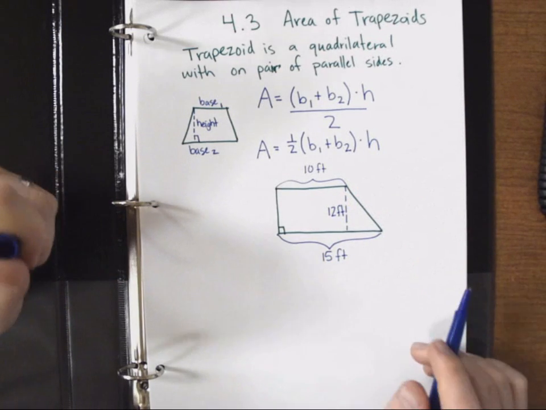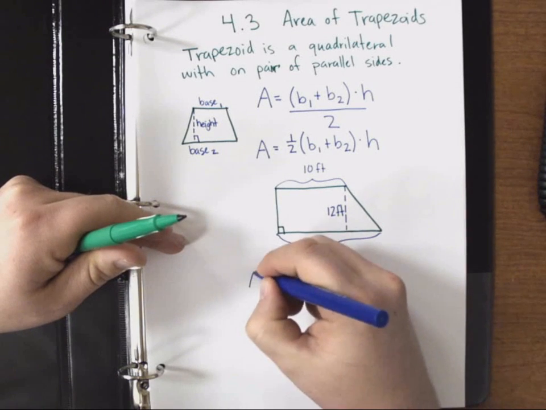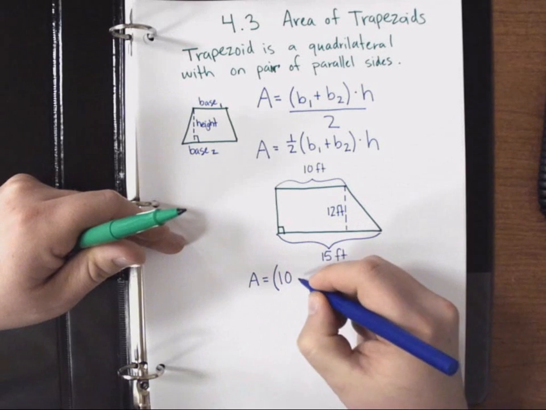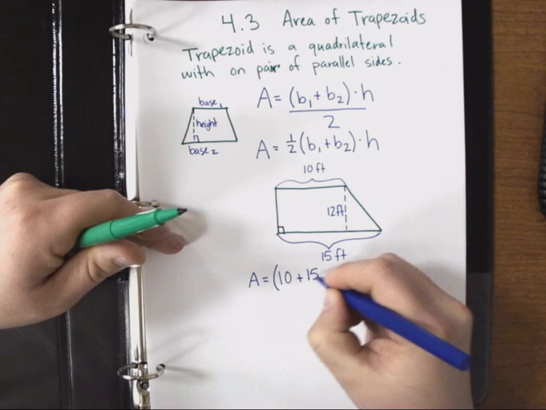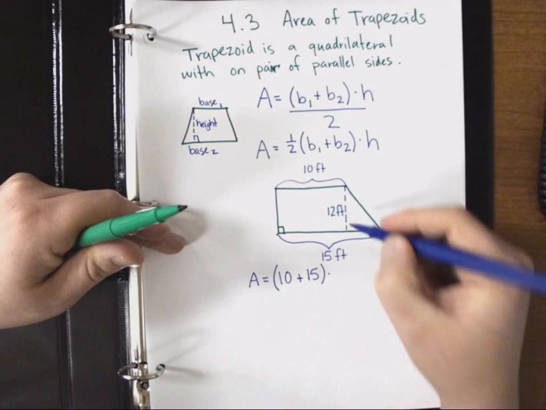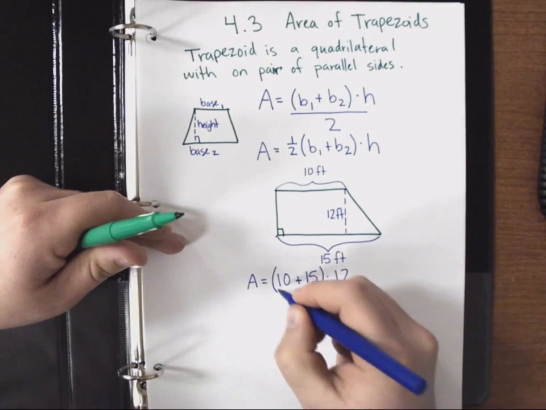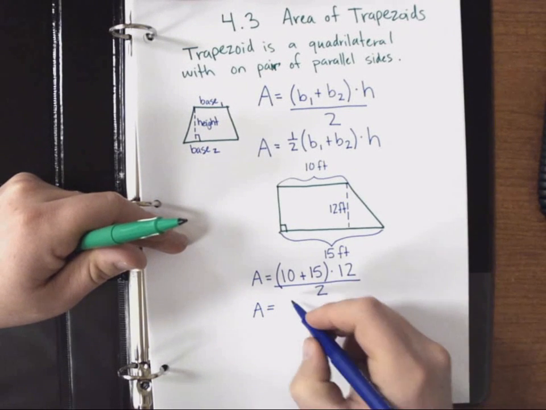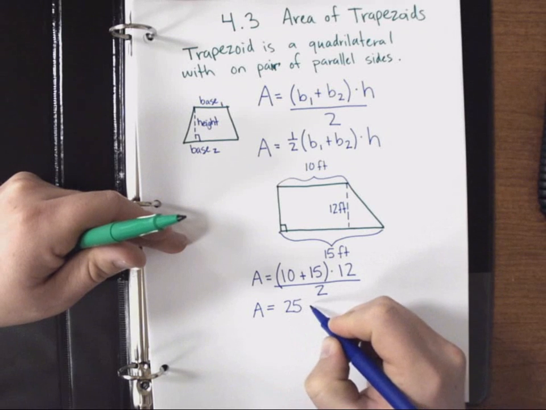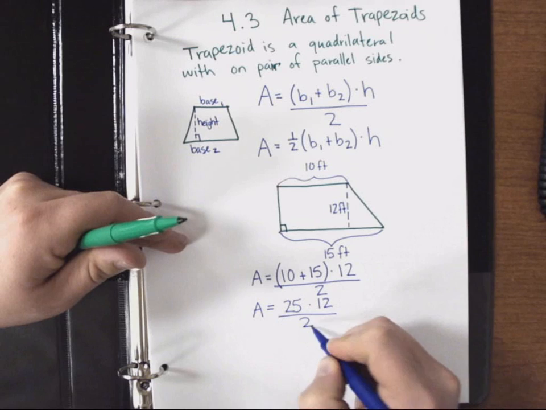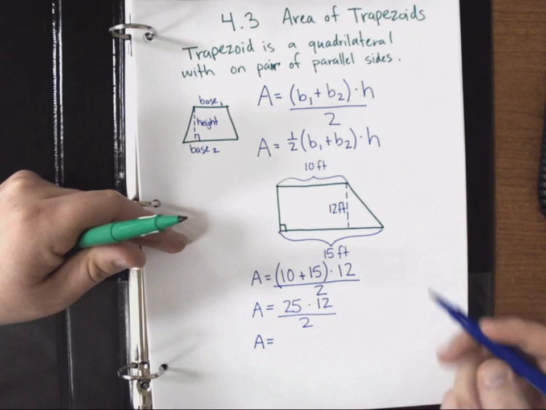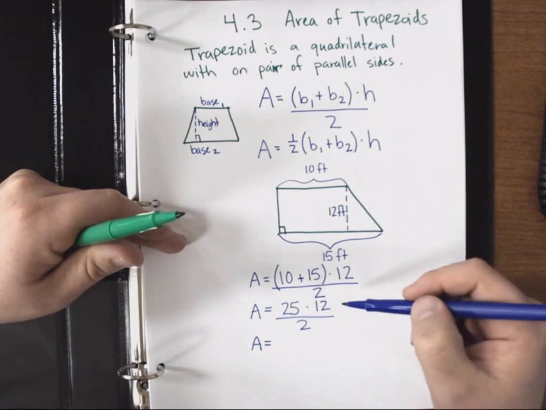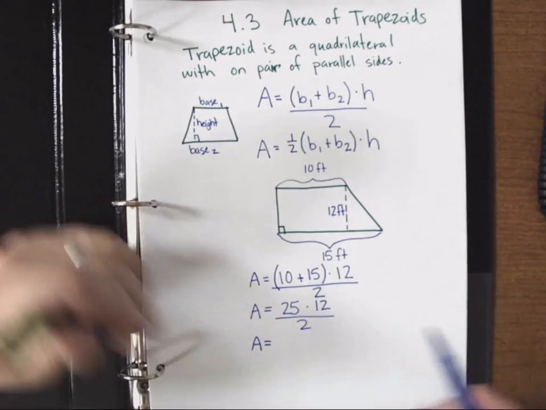So if I'm going to plug that into the formula, we get A equals my base 1, so 10, let's get that in parentheses, 10 plus base 2 is 15, multiply by my height, which is 12, all over 2. Okay, so now area equals 10 plus 15 is 25 times 12 divided by 2. Make sure that our form is moving down. Okay, we don't want to be working our way across with our problem. Each step should work its way down. Okay, getting simpler and simpler as we go.